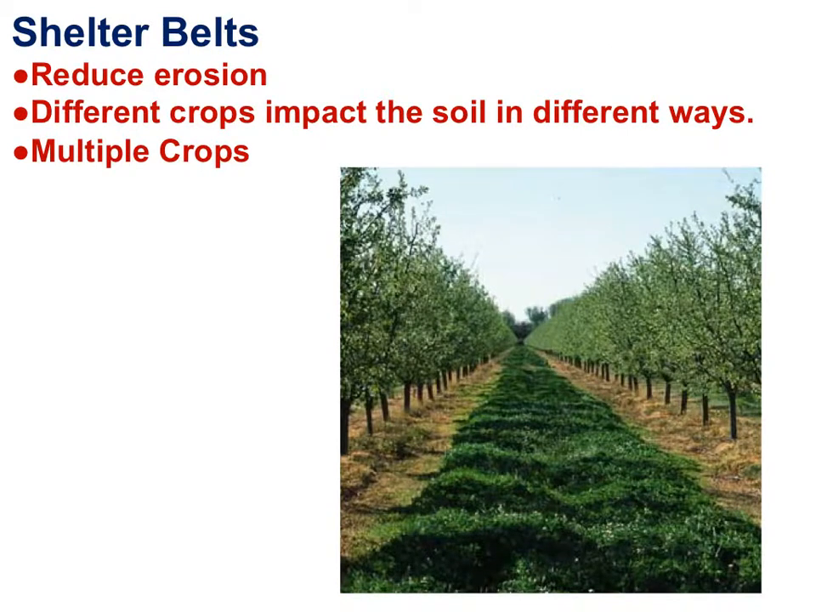Now, shelter belt is another name for a windbreak. However, the term shelter belt is often used to indicate that there are multiple crops on the field, as you can see in this photograph, where fruit trees serve to reduce wind speeds, reducing erosion, but also serve to protect other crop species seen here in the middle of the photograph. Not only is soil erosion reduced by the windbreak, but different crops extract different nutrients, so the nutrient loss in the soil is not so severe.